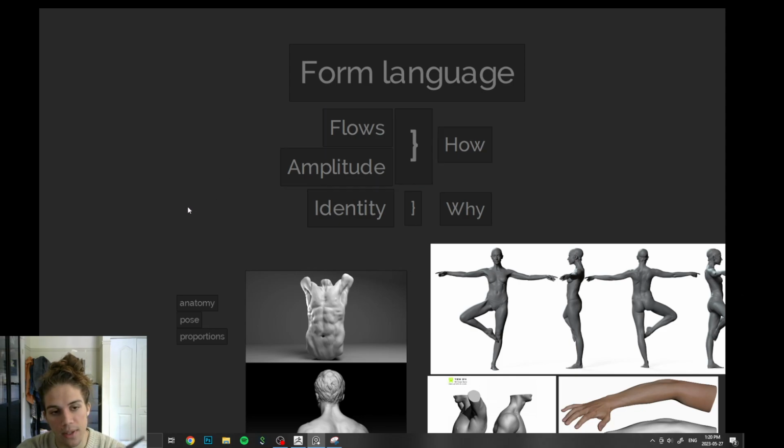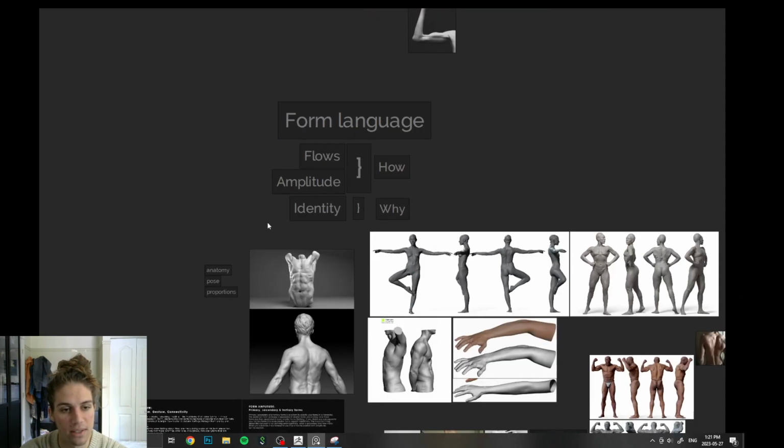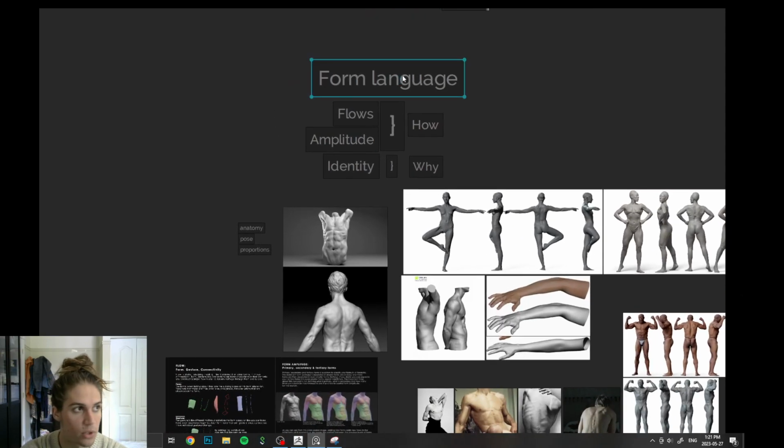Now, identity is always in the back of my mind. What is creating this form? Why am I creating this flow? And how can I make this be respected? So every single form language you're gonna see, skin is gonna have its own form language. As we said before, tendons, muscle, bones have their own form language. And so having an idea of what you're actually trying to sculpt is gonna influence what you create.